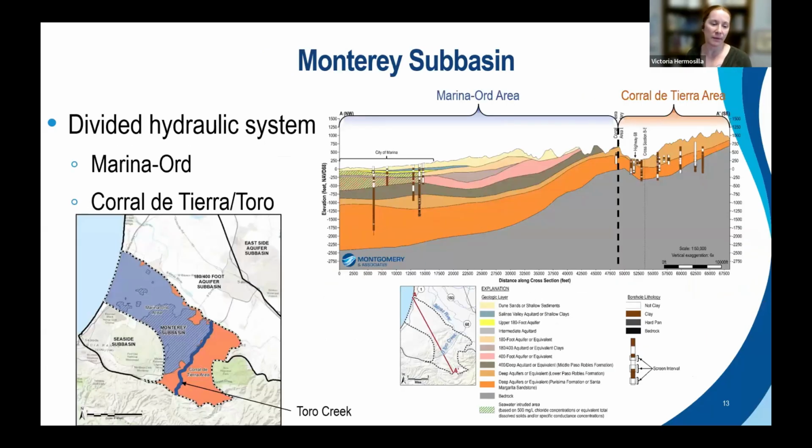So starting with the Monterey Subbasin, the Monterey Subbasin is situated between the Seaside Subbasin and the 180-400-foot aquifer subbasin. And the Monterey Subbasin has these two management areas shown in the map on the bottom right of your screen there, sort of the blue purple color and then the orange color. These are different management areas, but we also find that they are different hydraulic areas. This really is a divided hydraulic system.